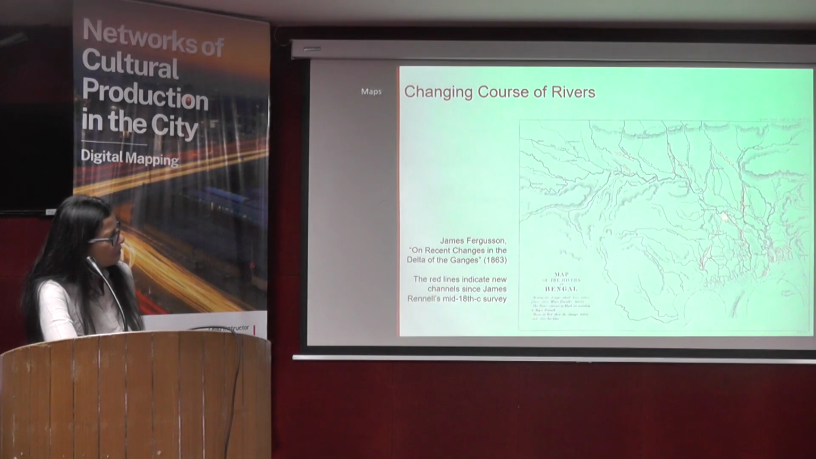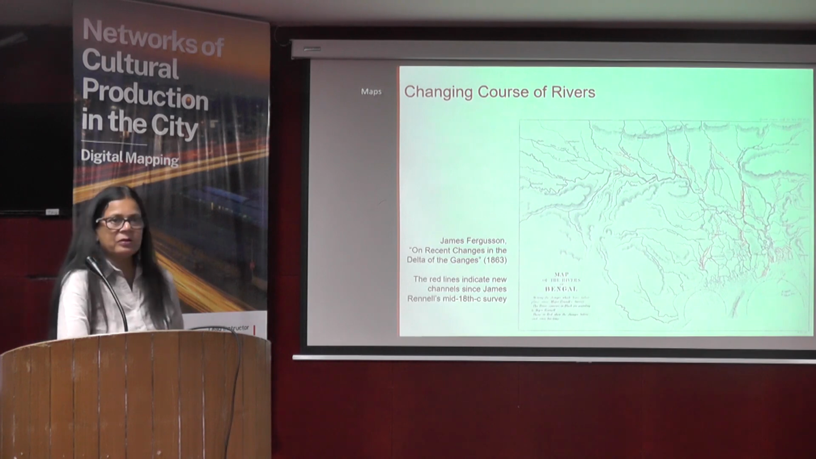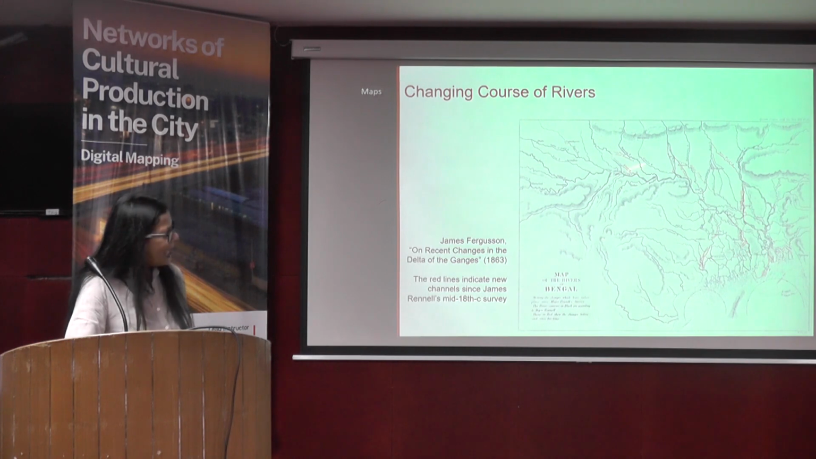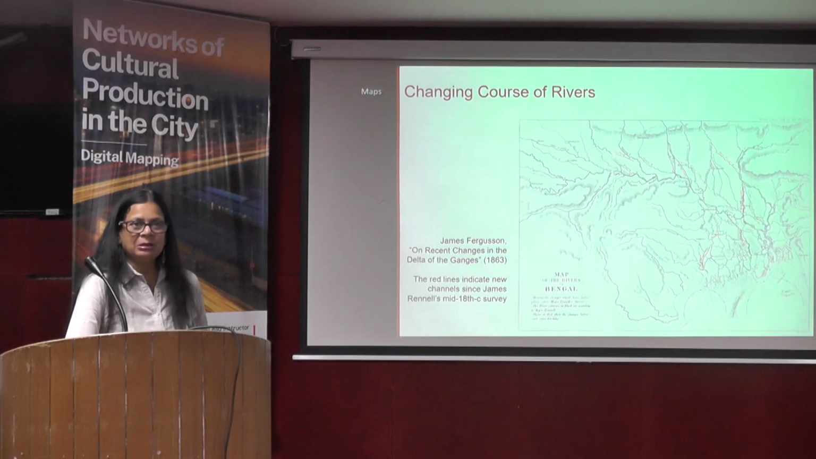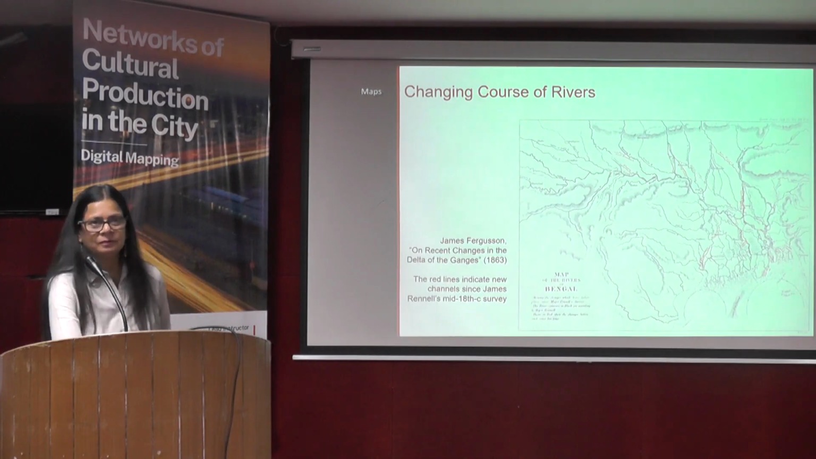So in this map, what he tries to show is that all these red ones, and you can see that this is Calcutta here, are changed courses. Perhaps at this scale that is all you can show, but it doesn't even closely capture all the changing courses, not even close. Okay.